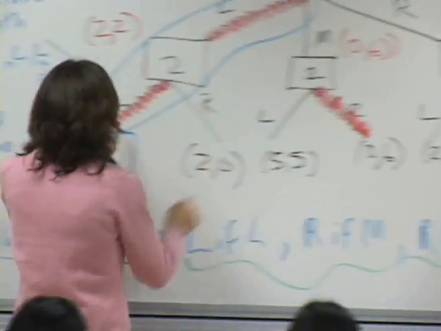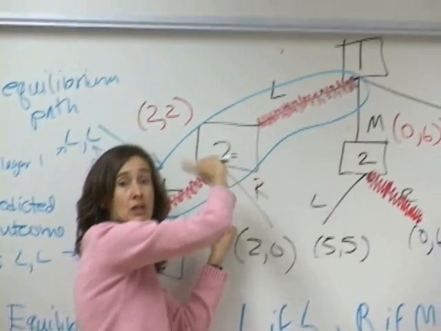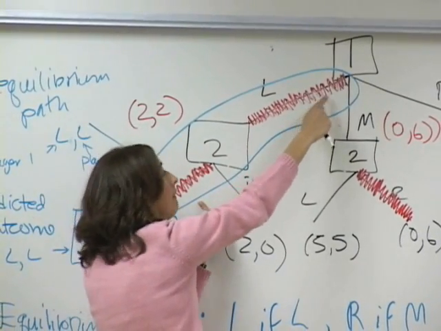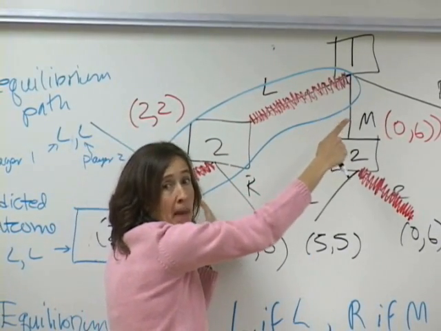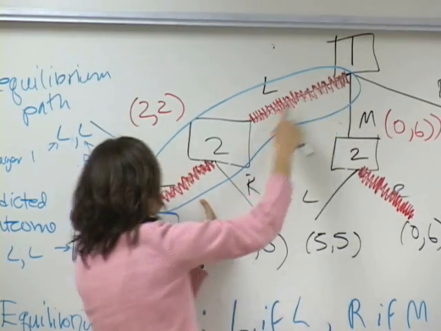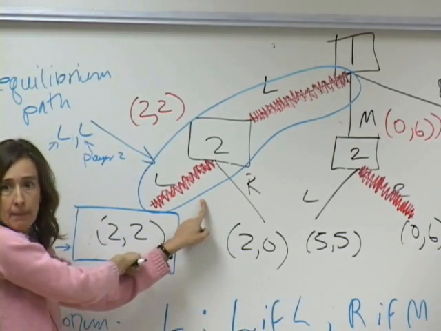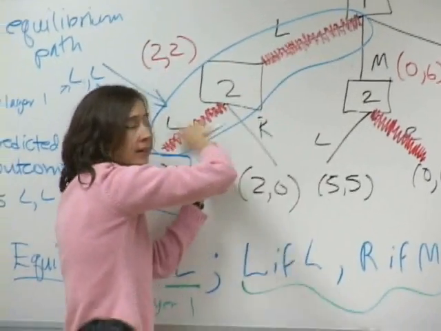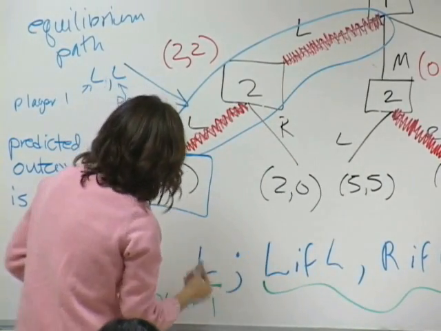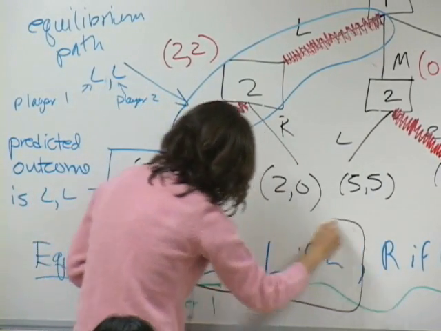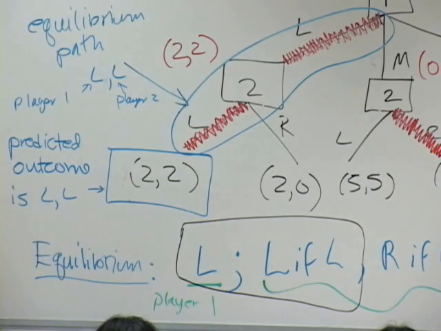The equilibrium path, you could see it in the tree by finding the connected path that begins at the top node and goes all the way down to the bottom. There's only one path here, right? It's this one and this one. It's this part of the equilibrium.